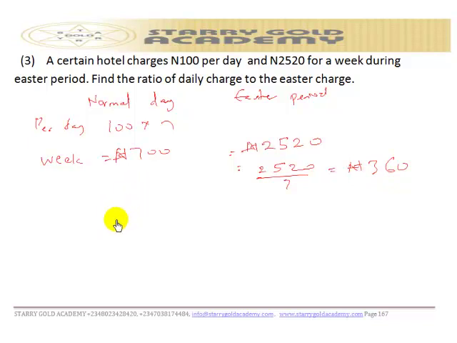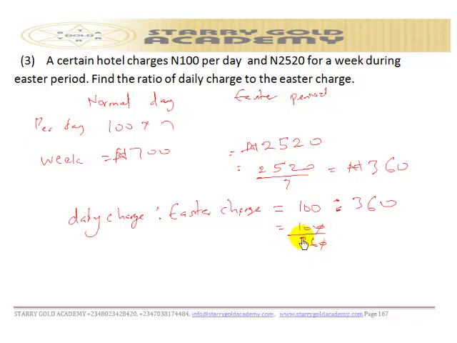So what is the ratio? The ratio of daily charge to Easter charge is equal to the daily 100 naira to the Easter 360. So you have 100 to 360. I just did 0 cancel 0. 2 in 36, 18. So you have 5 ratio 18. Okay, 5 ratio 18 is the ratio of daily charge to the Easter charge. So it's as easy as that. Just comparison of quantities.